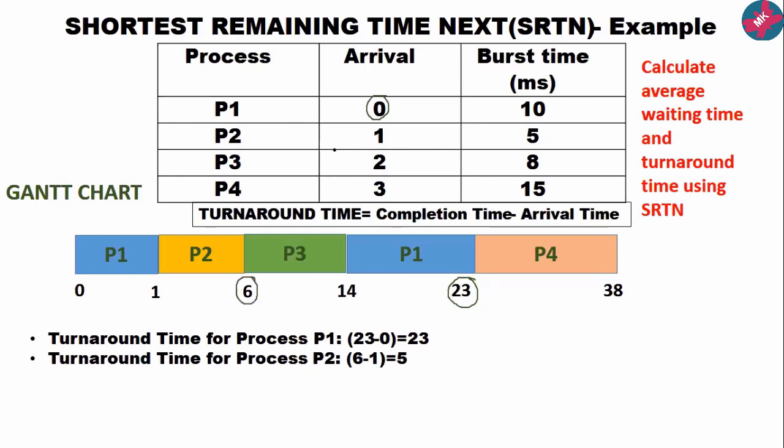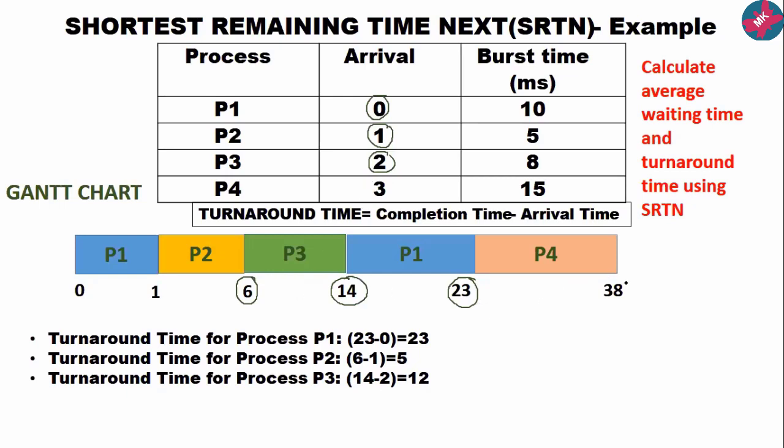Then turnaround time for process P2: it ended at 6. It came into the system at 1. So 6 minus 1 equals 5. What about P3? It ended at 14. It came into the system at 2. So 14 minus 2, that is nothing but 12. And the last one is P4. It completed at 38. It came into the system at 3. So 38 minus 3 equals 35.